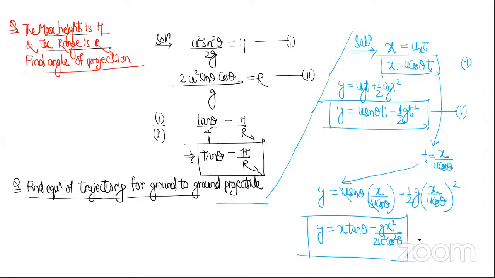Remember this. Or this can also be written as y equal to x tan theta. Take x tan theta common and then 1 minus x by r. Like that. Okay.